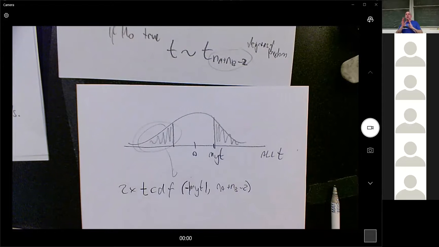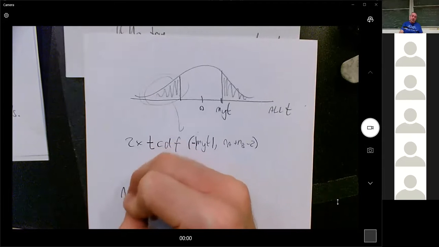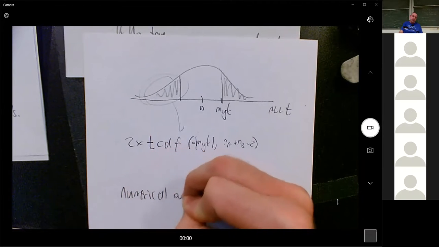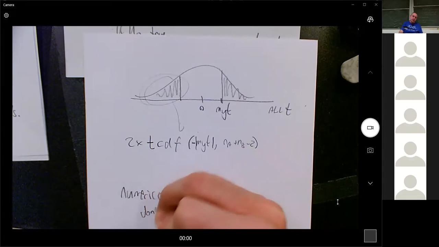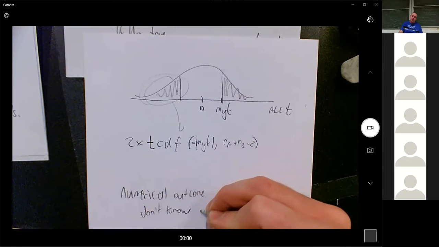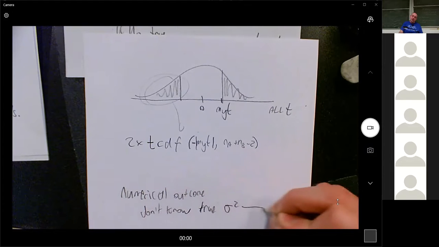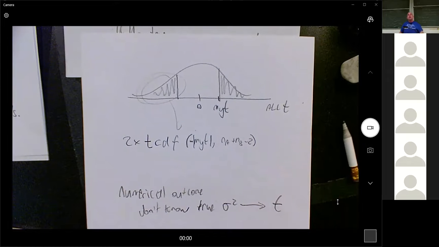So your t statistic only turns up when you're doing numerical outcomes, quantitative officially is the word, and you don't know the real standard deviation for the population. That's when the t appears. So numerical outcome, don't know the true sigma squared, you'll use a t of some sort. But how you calculate that t will be different depending on the situation you're in.